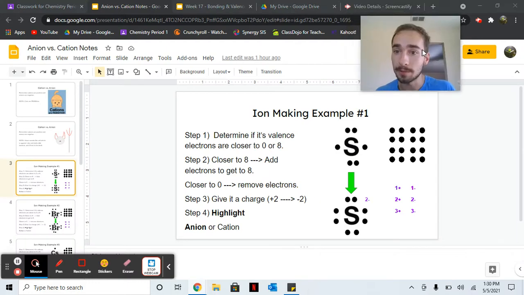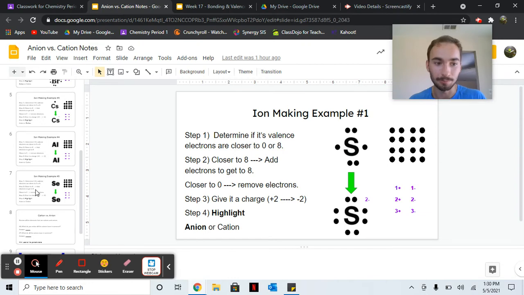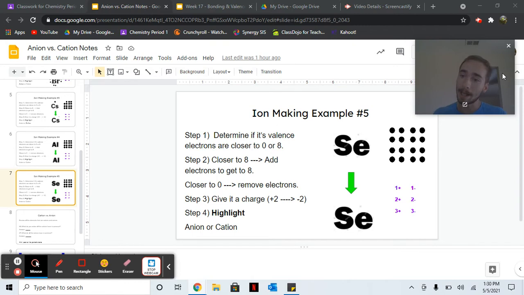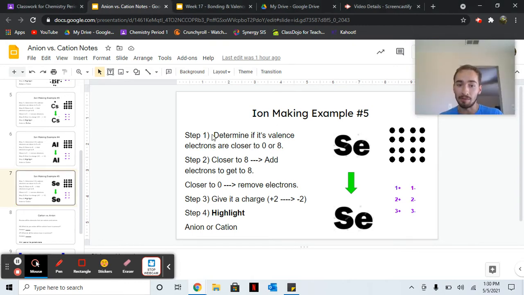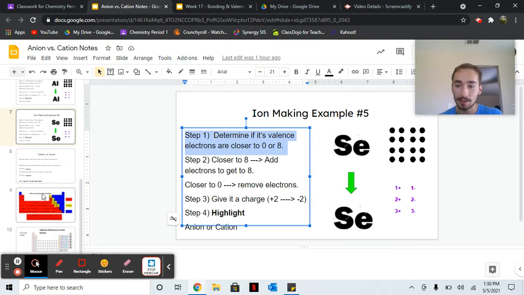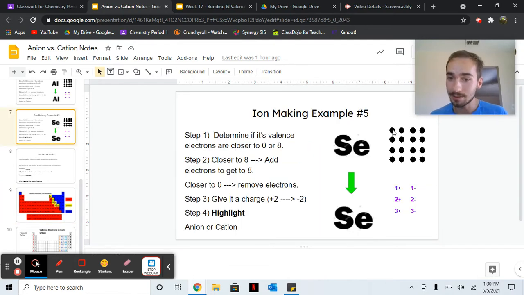Here is how you do a sample problem. I accidentally showed you the answer, so we're going to skip that one. We'll do selenium. Step 1, you have to figure out how many valence electrons selenium has. To figure out how many valence electrons Se has, use the periodic table. So find selenium. Selenium is right here. Since it's in this column, remember it goes 8, 7, then 6 valence electrons in this column. So selenium has 6 valence electrons.